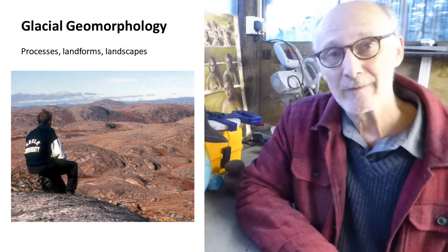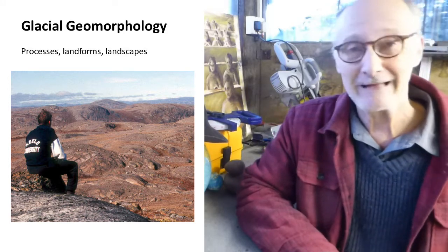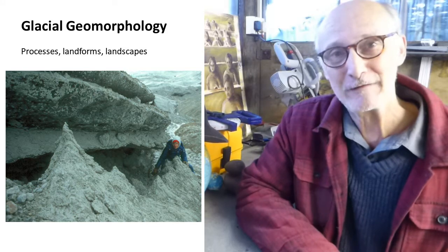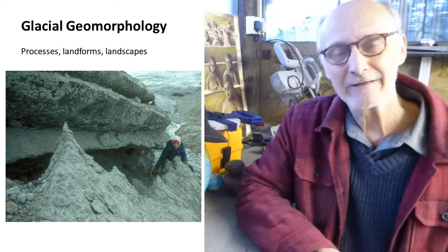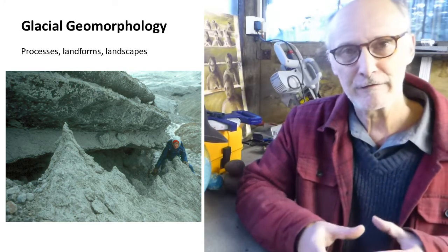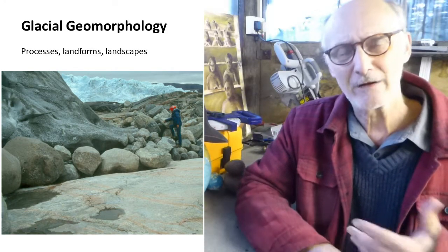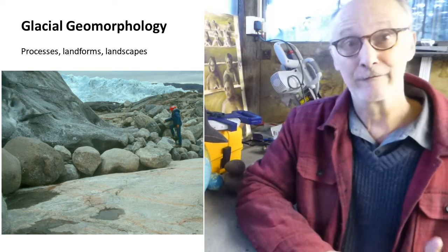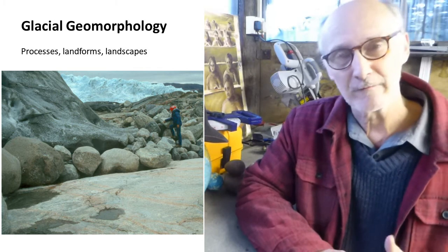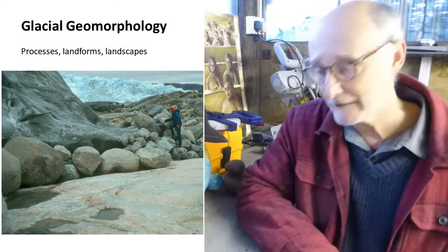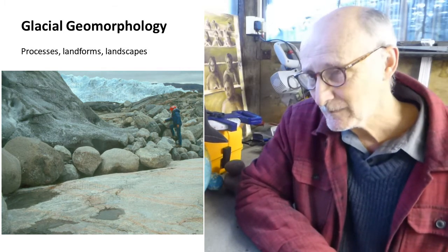So we're going to be talking about erosional processes and landforms and landscapes, we're going to be talking about depositional processes, landforms and landscapes, and we're going to be talking about composite sets of processes where erosion and deposition happen at the same time at the same place, and we get complex composite landforms and landscapes resulting from these complex process environments and these complex process assemblages.